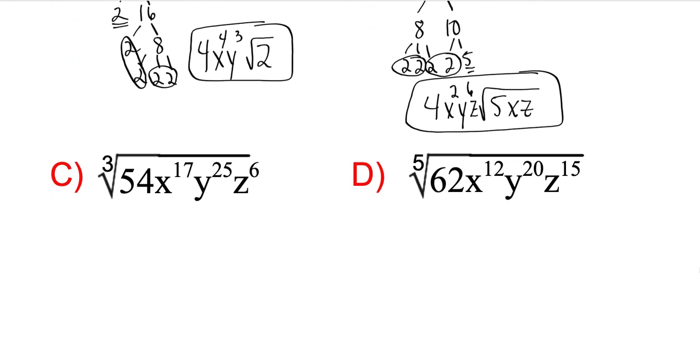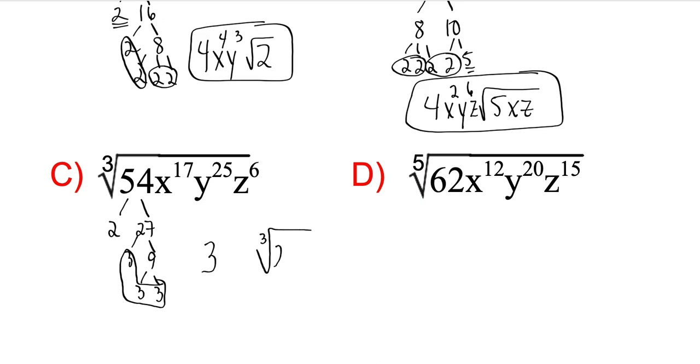All right, let's try C and D here. So 54, we're breaking down. 2, 27. 27 is 3 and 9. 9 is 3 and 3. Now we're doing a cube root. Okay, so we're looking for groups of 3, which we got right there. So that brings a 3 out. I'll write my cube root back. 2 goes inside there. And now we're dividing these by 3.